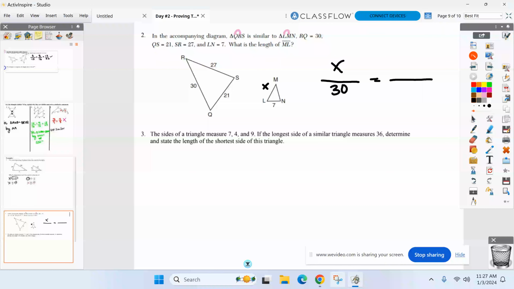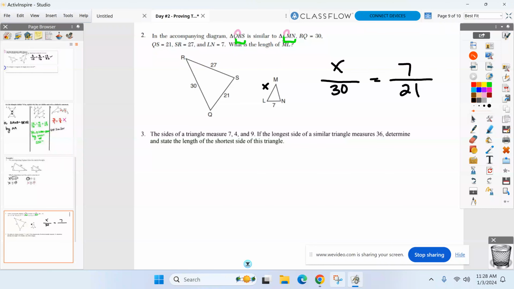All right, I started off with the triangle that had side x, so I need another side from that triangle, which would be 7. And now I got to figure out what 7 matches up with in the bigger one. So I look again, LN, first and third. Over here, first and third, QS. So QS, 21.